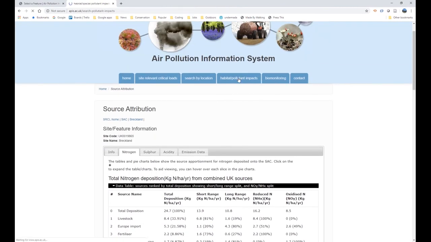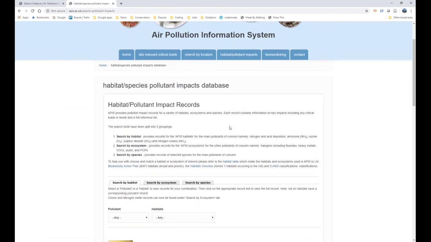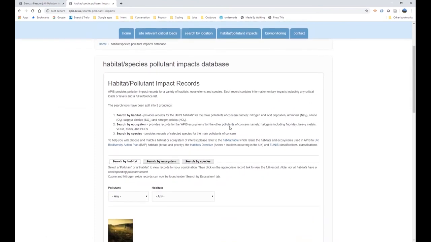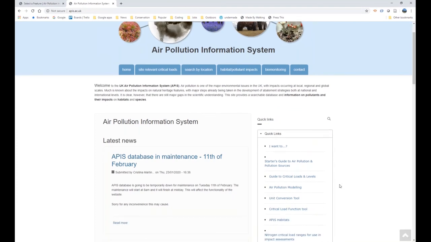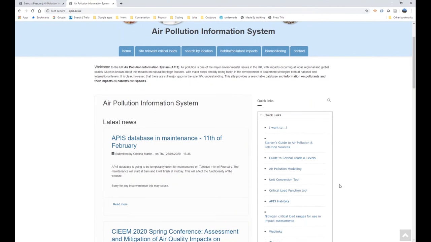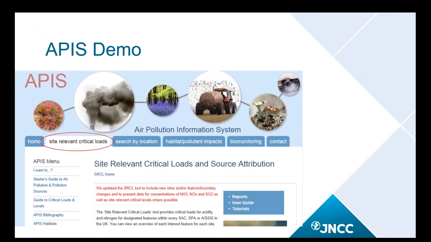You can also look up habitat specific information if you don't want to look at a site, but you're curious about a specific species or a specific habitat or a pollutant and whether something's sensitive or not. There are also tutorials in the quick links area, so a starter's guide to air pollution and some of these other bits that might be of interest to folks. So that's our national data. Thank you so much, guys.